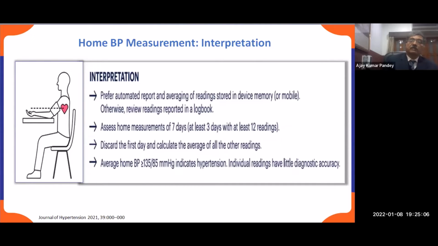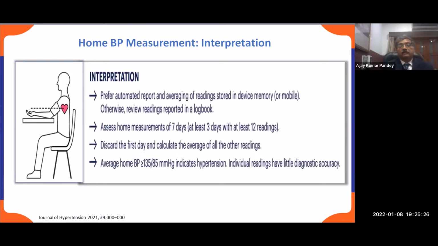And what is the home blood pressure measurement interpretation? It is preferred by an automated report and averaging of readings stored in the device memory or mobile. Otherwise, review the readings report in a logbook. Assess the home measurement of 7 days, at least 3 days with at least 12 readings. Discard the first day and calculate the average of all of the readings.